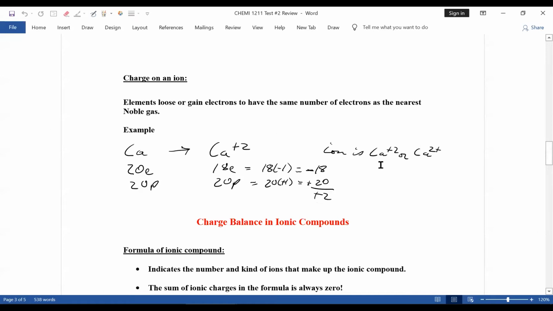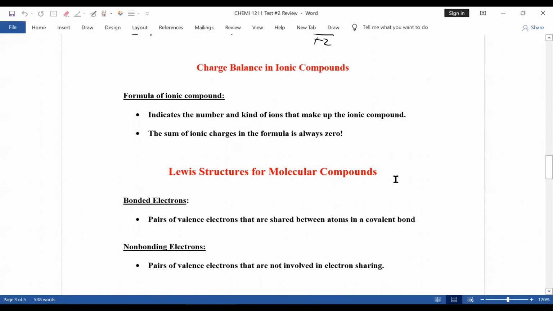And the ion, how would you write it? The old way, which Dr. White still does, +2, or you can do the newer way, which I don't do, but will be correct on the test, 2+.